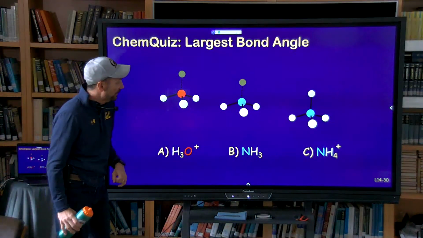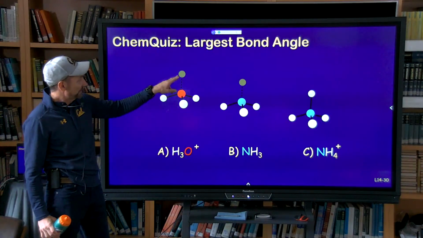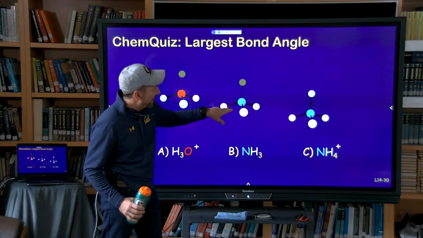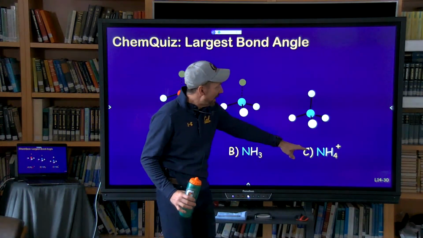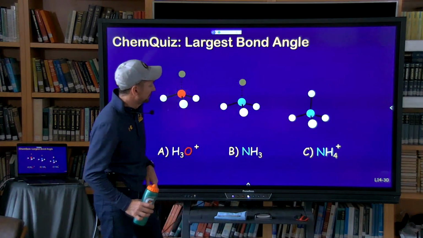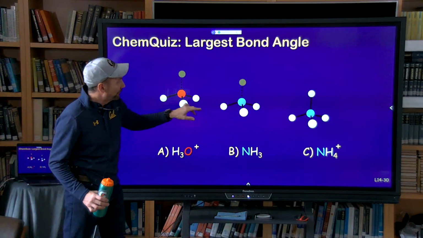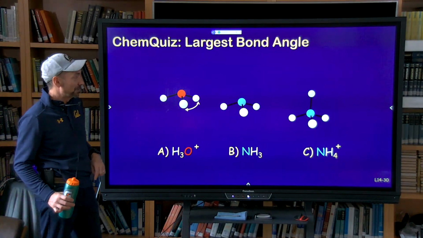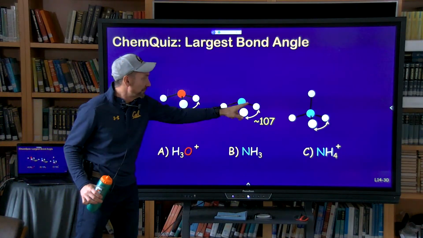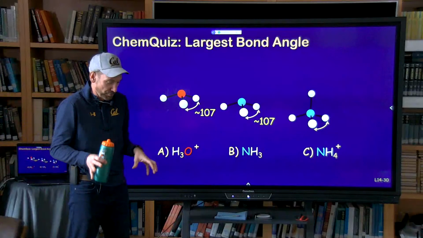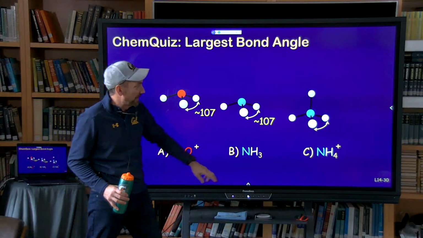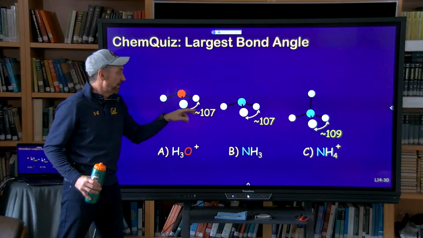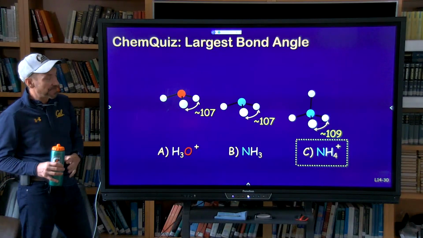You'll find out. H3O+ here, NH3, so all I've drawn is the hydrogens and lone pairs. NH4+ with the 4 hydrogens. So they all have steric number 4, so they all are going to have a tetrahedral electron geometry, but the lone pairs don't count. So these bond angles are smaller because that lone pair on the top squishes those down together. This one is going to be close to 109. These are smaller, so the largest bond angle is NH4+.